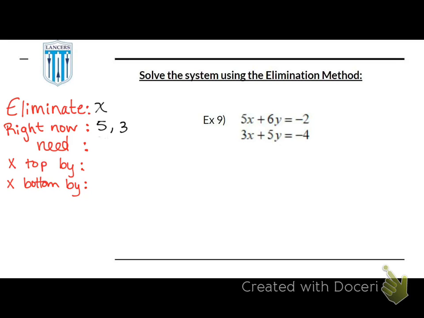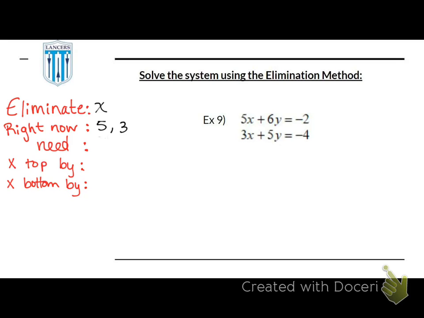Anybody have any ideas? For example, I could turn the 5 into a 10, right? Is it easy to turn 3 into a 10? Using multiplication? No, I'm seeing some people shake their heads no. There's nothing that we can multiply to 3 to make it into a 10. So 10 probably isn't a good option.